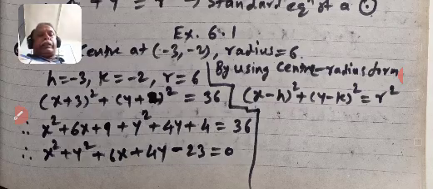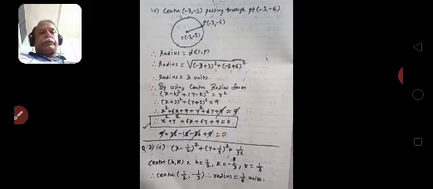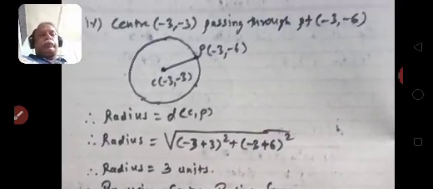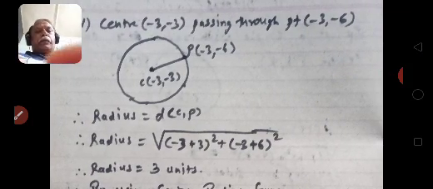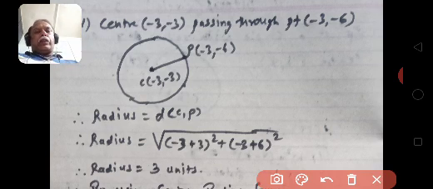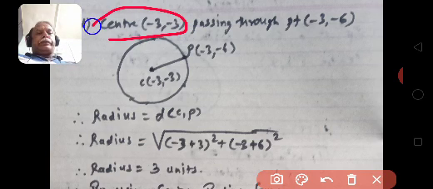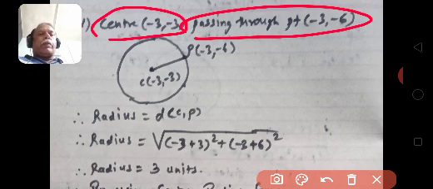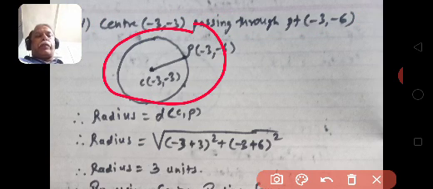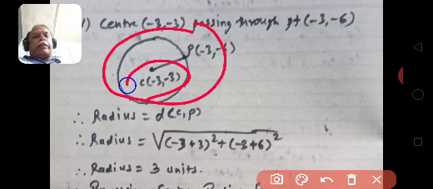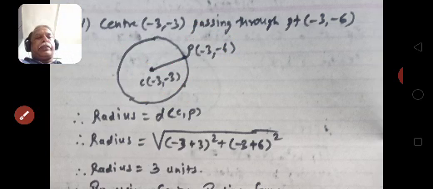Now, there is second question. Question number 4 of same exercise. Find the equation of circle which has center at (minus 3, minus 3) and passing through the point (minus 3, minus 6). Suppose the rough diagram of such circle is like this. Center is (minus 3, minus 3) and point P is (minus 3, minus 6).